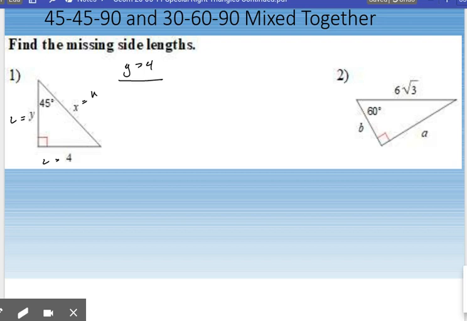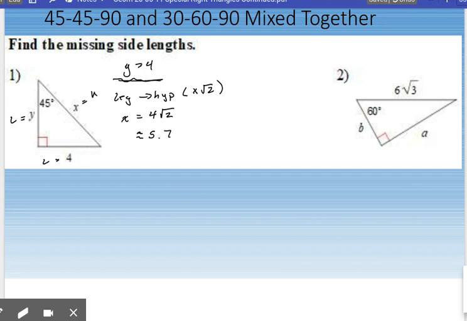And I'm going for the other part from a leg to the hypotenuse. Remember, the rule for that is we're going to multiply by the square root of 2. So my x is going to be 4 times the square root of 2. If I wanted to get the approximation, 4 square root of 2 is about 5.7, rounded to the 10th.